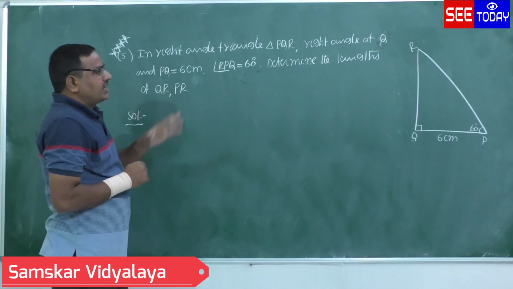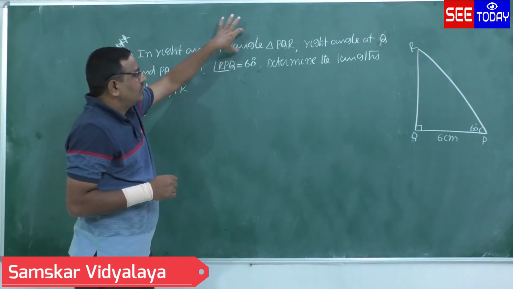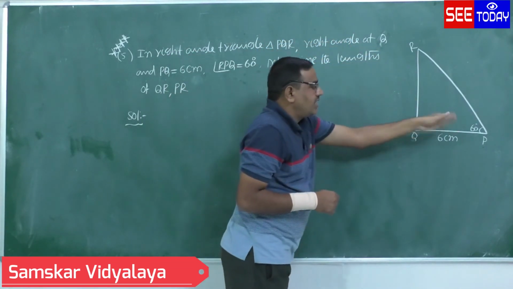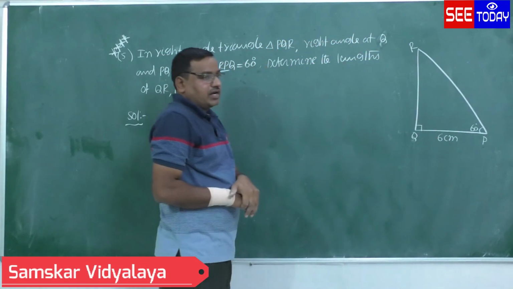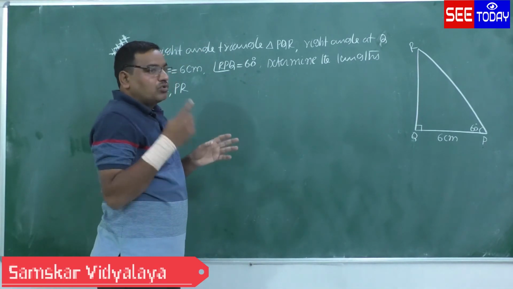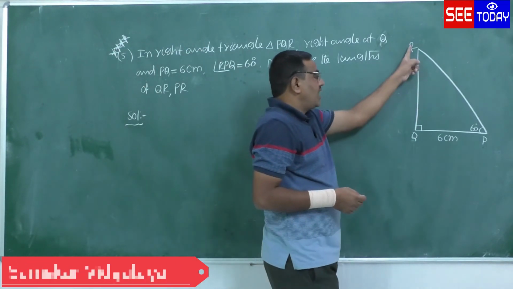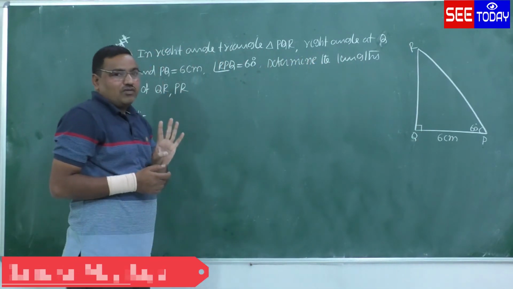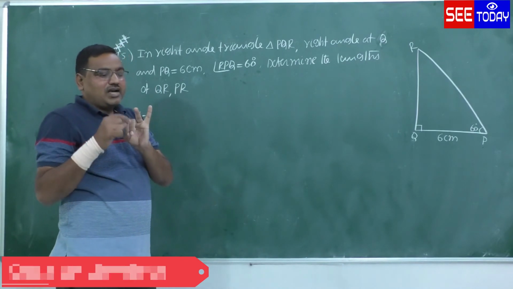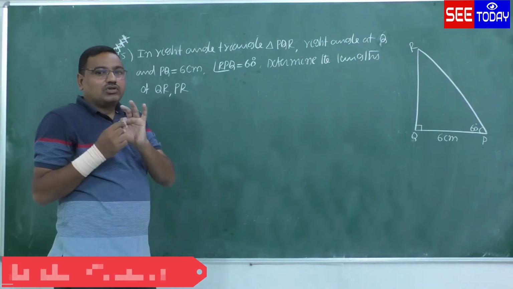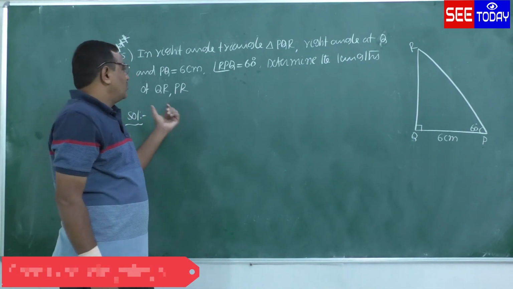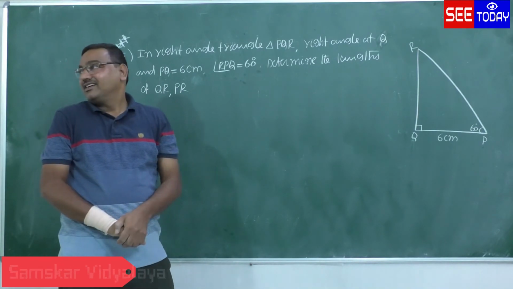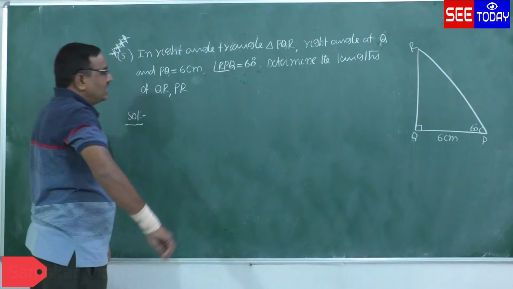In right angle triangle, by using this problem, we can draw a rough diagram. That will be enough for us. We have to find 2 more lengths. One is QR, another one is PR. There are 6 ratios in trigonometry. What are those? Sine, cos, tan, cot, cosec, sec. Which values do we have to use for finding QR and PR? Can you guess? Let us see.